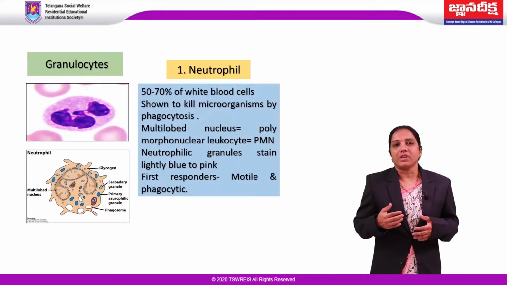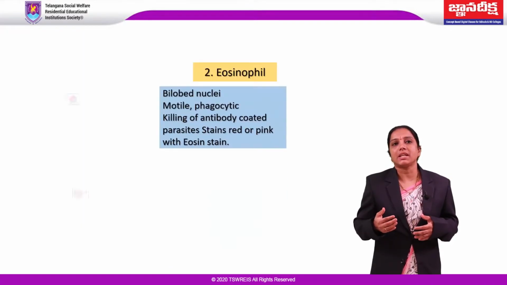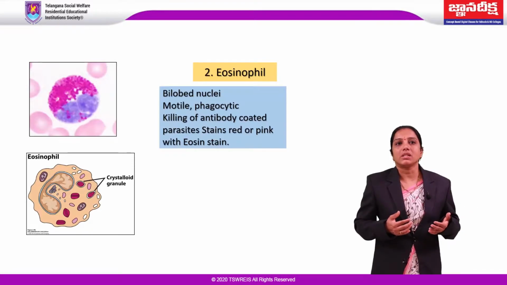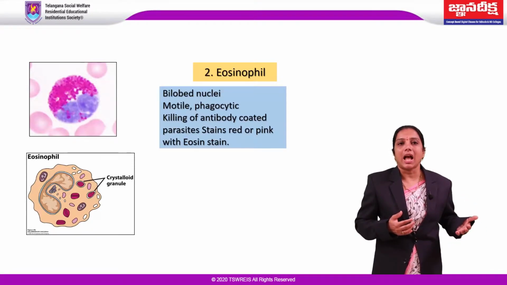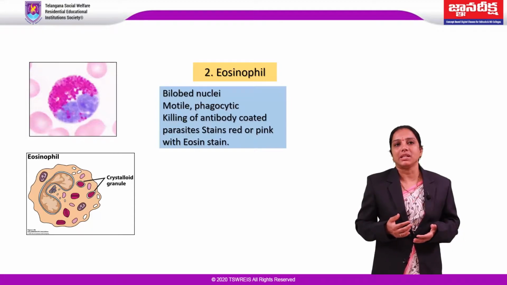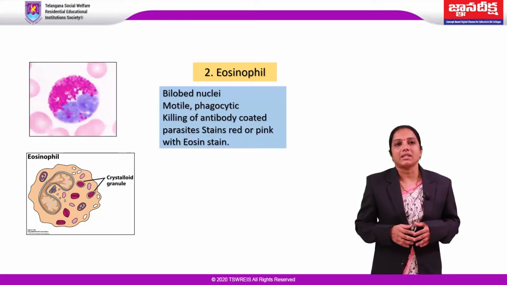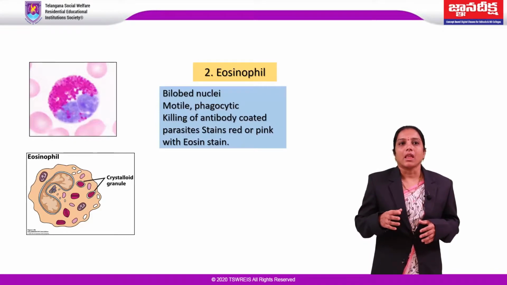Next is about eosinophils, which are also granulocytes. They stain pink or red with hematoxylin and eosin or any other acidic stain, as they have acidophilic granules in their cytoplasm, and they have two-lobed nuclei, that is bilobed nuclei, and they are also phagocytic in nature. They also engulf the bacteria, and they have an important role in protection against parasitic infections.